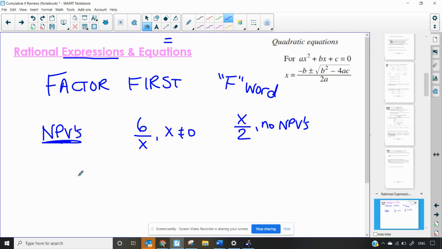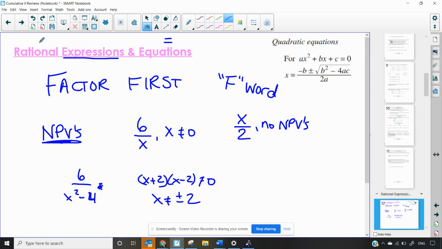So whenever we have an expression in the denominator, we just take it and set it not equal to 0, and we would solve from there. So if I have x squared minus 4, that means x plus 2 times x minus 2 can't equal 0. So x can't be plus or minus 2. Now, when we're simplifying expressions, we don't often see why we need to worry about NPVs, but when we get into solving equations, that's when we'll look for extraneous roots or things that aren't possible.